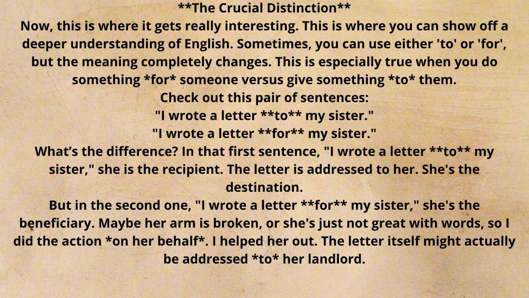Check out this pair of sentences. I wrote a letter to my sister. I wrote a letter for my sister. What's the difference? In that first sentence, I wrote a letter to my sister. She is the recipient. The letter is addressed to her.